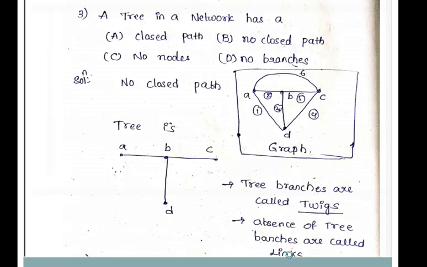So this is the second question. And here comes the third question, that is, a tree in a network has a. So if you take this as the graph for any network, here A, B, C, D are called the nodes, and the path which is joining two nodes is called the branches or links. So here the tree is nothing but a graph which has no closed path. So a network which has no closed path is called a tree. So a tree in a network has no closed path.